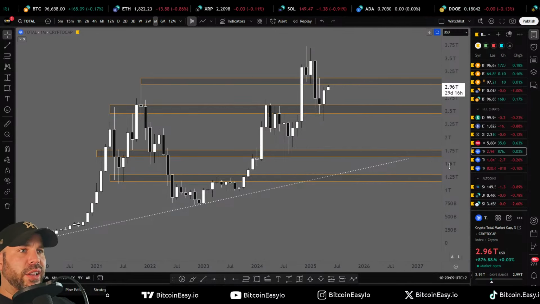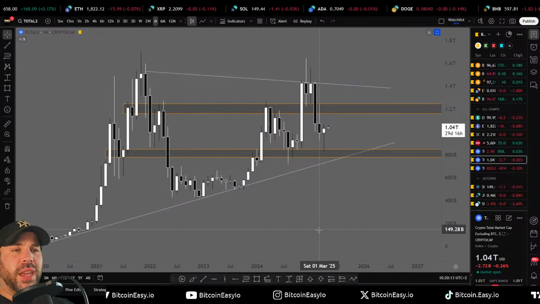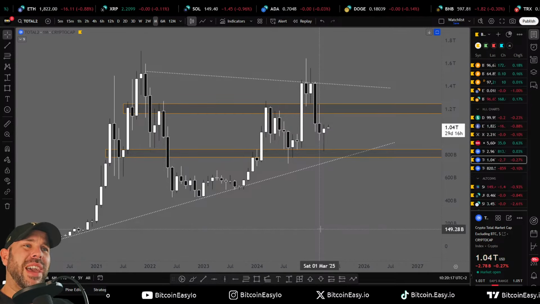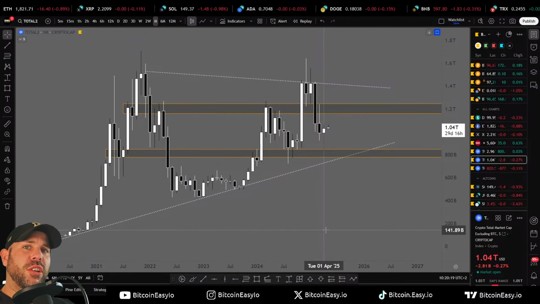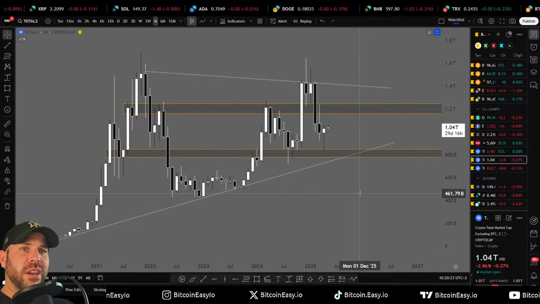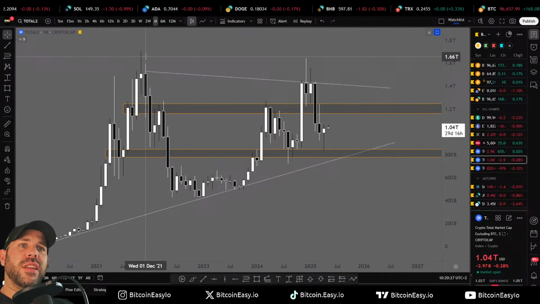If we look now at total 2, for example, we can see that it's pretty much underperforming. And total 2, for the ones that don't know, is the total market cap excluding Bitcoin, but including Ethereum. And Ethereum is obviously underperforming massively this cycle so far, and therefore we haven't even managed to break the previous market cap tops here.